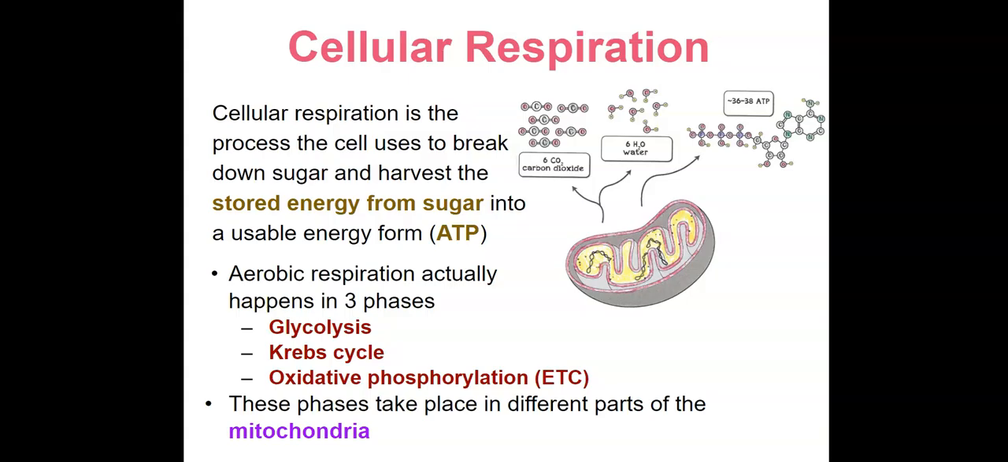So starting off, just a quick recap on the process of cellular respiration, which is the process the cell uses to break down sugar and harvest the stored energy from the sugar into a usable energy form called ATP. So our cells cannot actually use sugar itself as a form of energy. It's just the storage molecule. So cellular respiration is the process of actually getting the energy out from that sugar molecule and into a usable form that our cells can use, ATP.